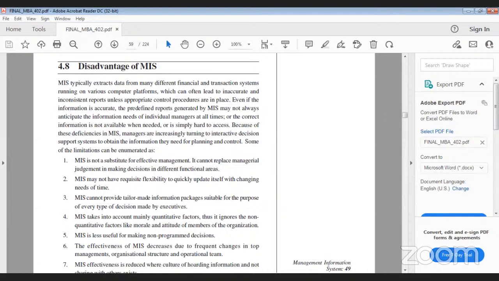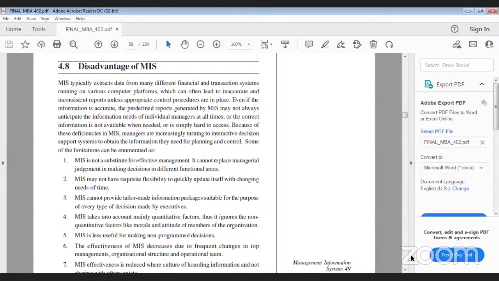The correct information is not available when needed, or it is simply hard to access. Because of this, managers essentially turn to interactive decision support systems to obtain the information they need for planning and control. Some of the limitations can be enumerated.